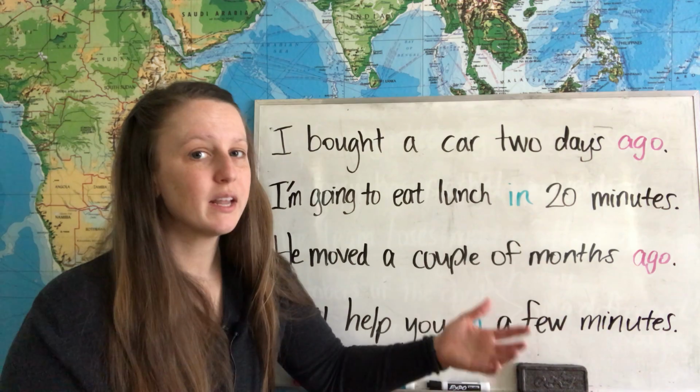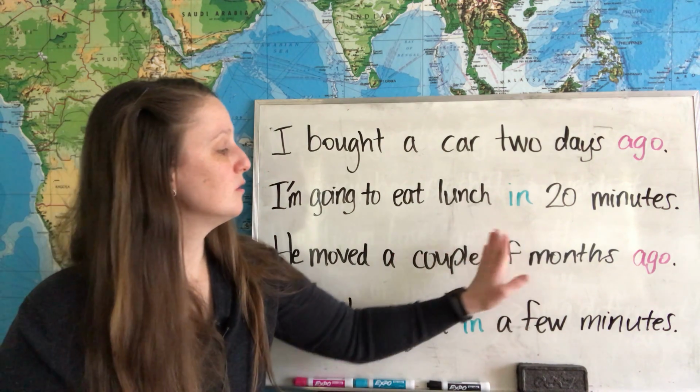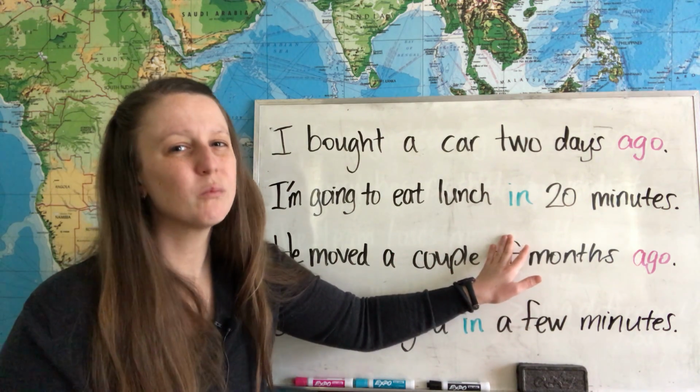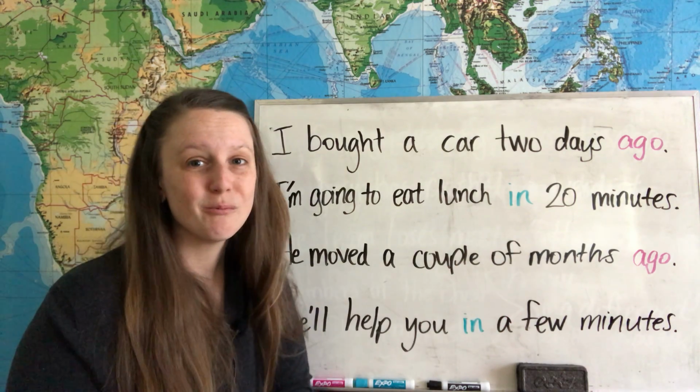Now it's very common in spoken English to delete of, but when we're writing, we usually include the of with a couple of.